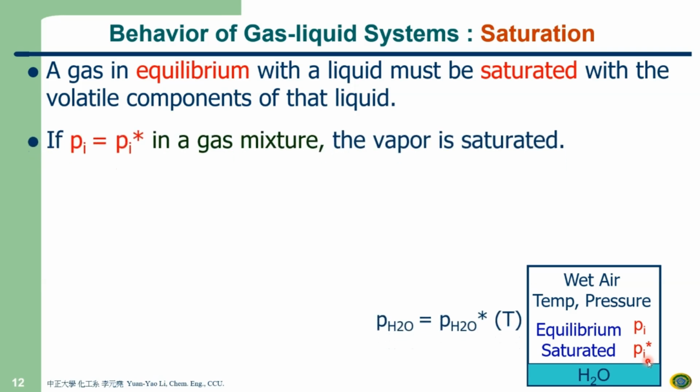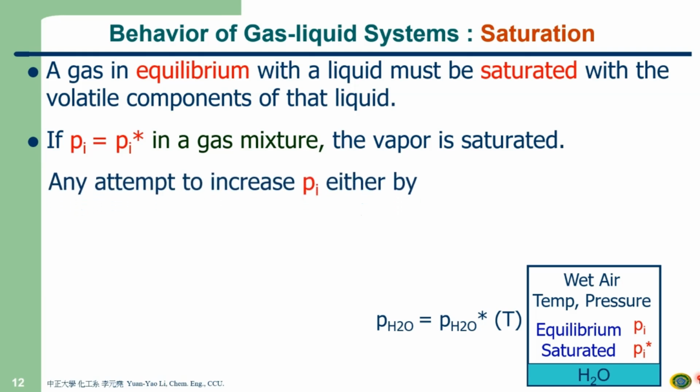So if Pi equals Pi star in a gas mixture, the vapor is saturated. For example, I hope you still remember the case where there's a container with no water, and you start to pour water into this container. So the vapor pressure will increase in the very beginning. At time 1, 2, 3, 4, the vapor pressure Pi will increase until it reaches equilibrium, and Pi will equal Pi star. At this time the vapor is saturated.